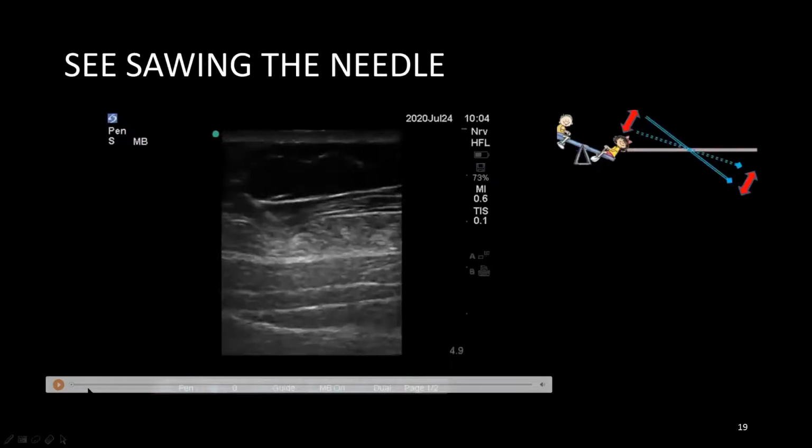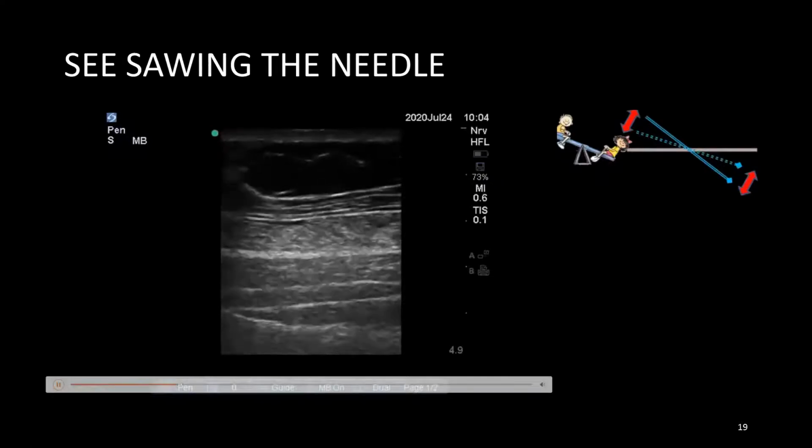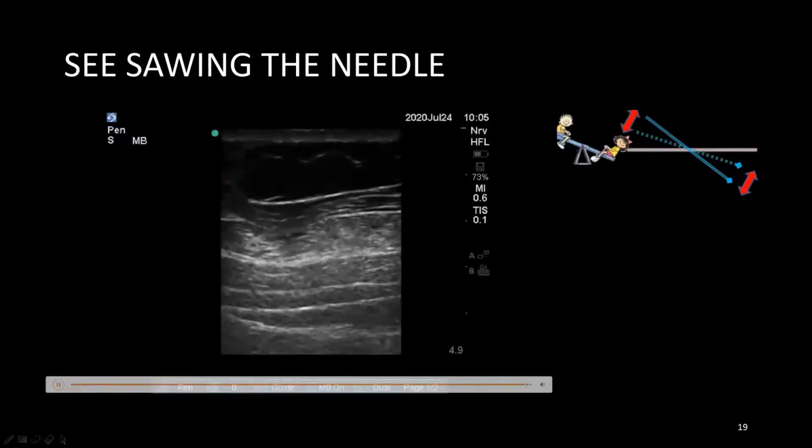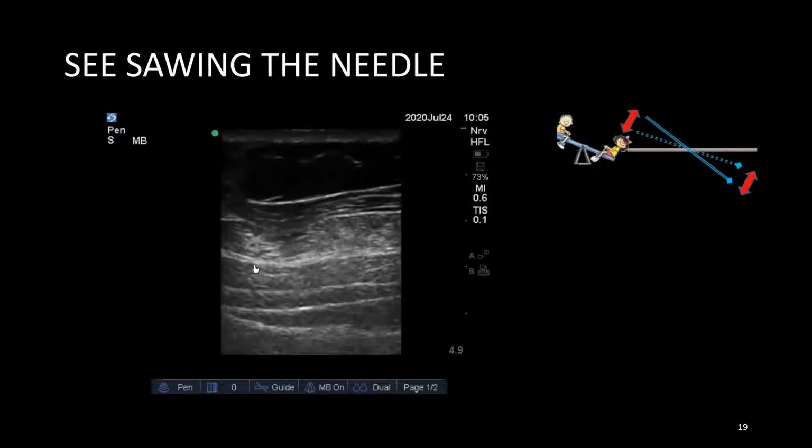The next thing is seesawing. It also helps us to know where the needle is, like where the tip of the needle is. So the movement is to and fro, up and down motion of the needle.